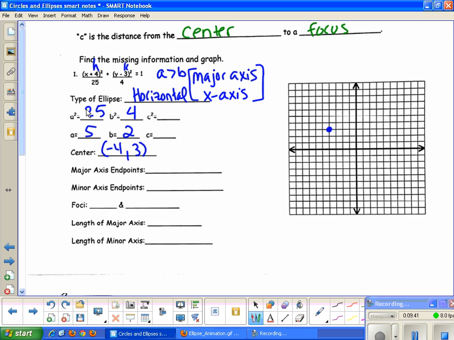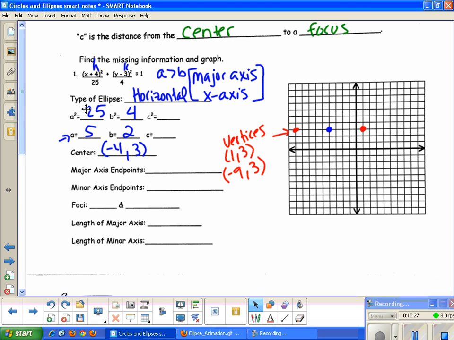Now, how do you know which direction you're going? A is over x, so you're going to go 5 to the right and 5 to the left from your center. So then that means that from the center to the right, 1, 2, 3, 4, 5 would be right here. To the left, 1, 2, 3, 4, 5 would be right here. So these are also called the vertices. So we have vertices at 1, 3, and also negative 1, 2, 3, 4, 5, 6, 7, 8, 9. Negative 9, 3.